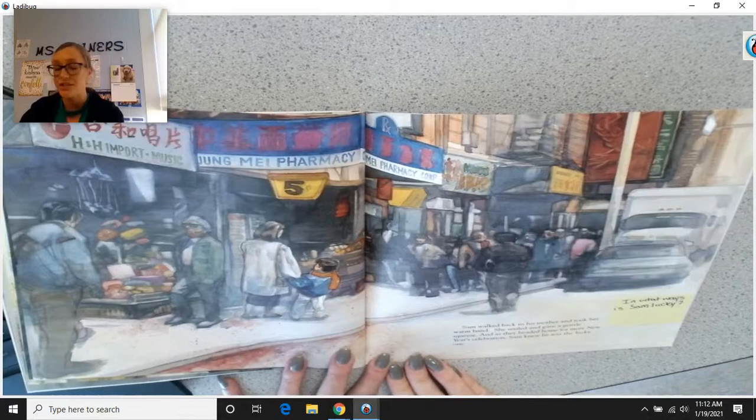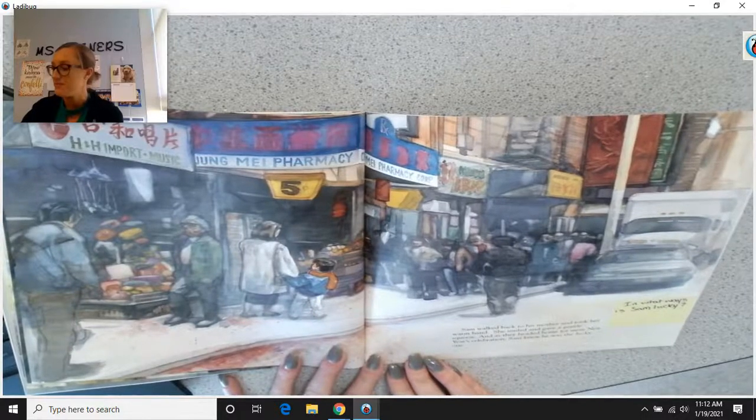Sam walked back to his mother and took her warm hand. She smiled and gave a gentle squeeze. And as they headed home for more New Year's celebration, Sam knew he was the lucky one.